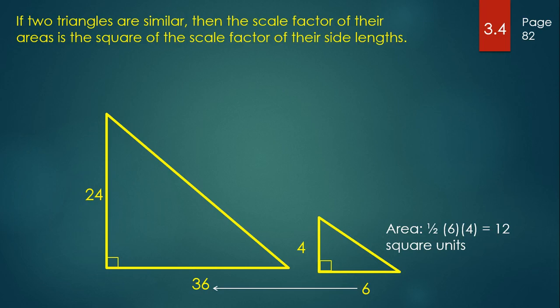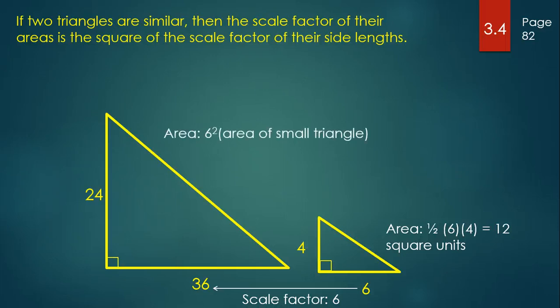So to go from the small triangle, which has a side of 6, to its corresponding side in the large triangle, which is 36, we can see that we have a scale factor of 6 that relates the lengths of the sides. Now for the areas, we can say that the area of the large triangle is that same 6 squared times the area of the small triangle. So in this case, that would be 36, that's the square of the scale factor of the sides, times the 12, which is the area of the small triangle. So the area of the large triangle has to be 432 square units.